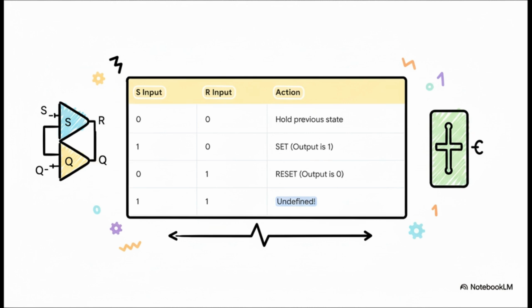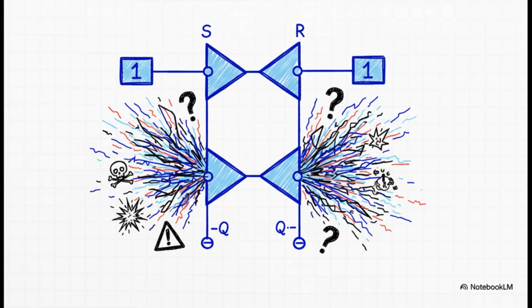But hang on a second. Look at that last row. What happens if you try to tell it to set and reset at the exact same time? What does that even mean? Yeah, that last row. That points to a really, really big problem.